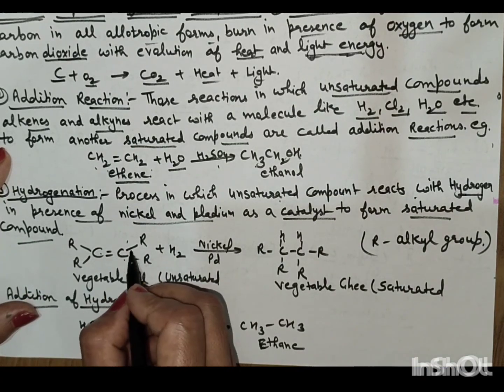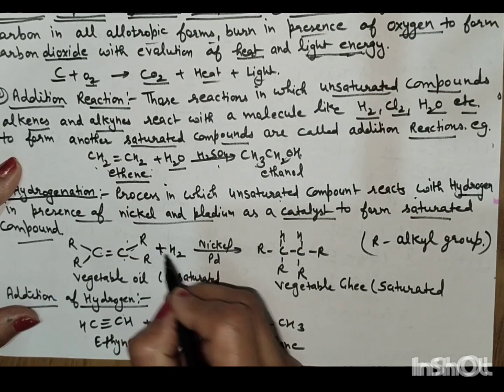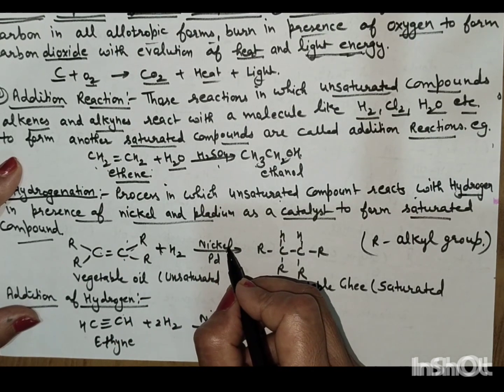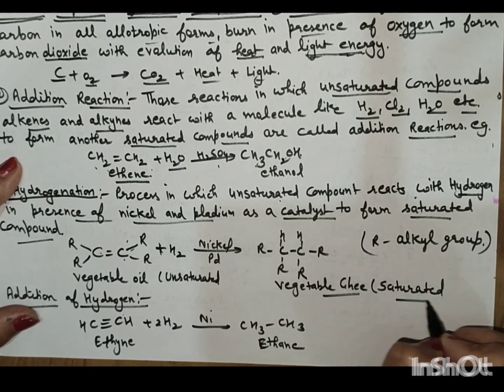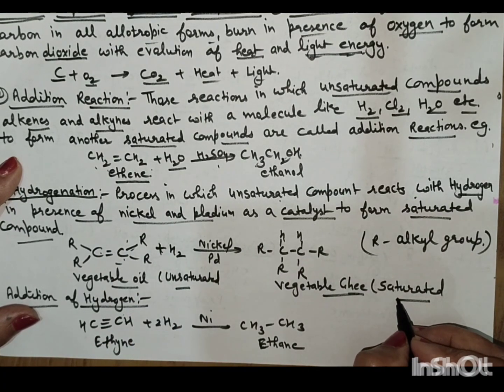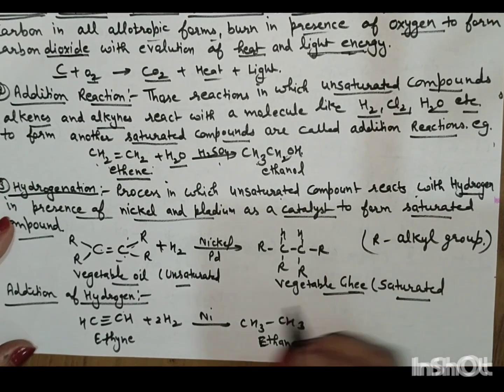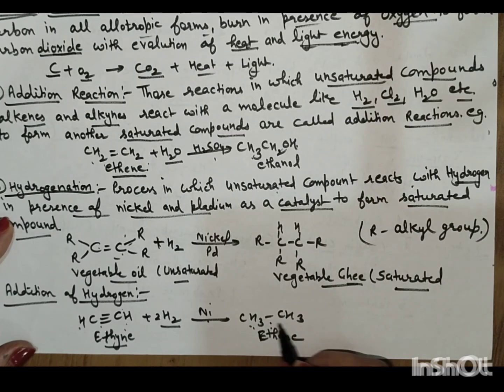C=C with R groups. This is the alkyl group, and it combines with hydrogen gas in the presence of nickel or palladium catalyst and forms vegetable ghee, the saturated compound. Vegetable oil is unsaturated and vegetable ghee is saturated. Addition of hydrogen: CH≡CH. If we combine ethyne with H2 gas in the presence of nickel catalyst, then it forms ethane. An unsaturated compound forms a saturated compound, CH3-CH3.